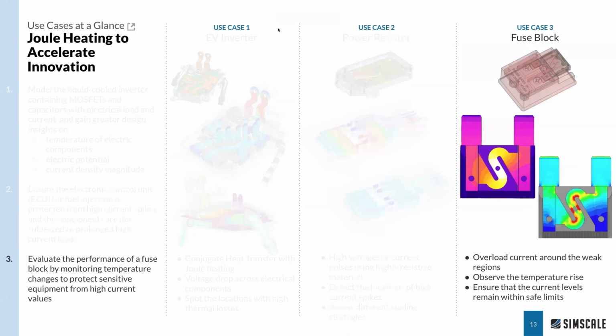And lastly, let's talk about the use case of the fuse block. Within fuse blocks, the goal is to protect sensitive equipment from high current values, so making the performance of the fuse a top priority is essential. This is a prime example where Joule heating simulation comes into play because it allows us to observe the overload current around weak regions. It's all about ensuring the fuse is doing its job effectively.